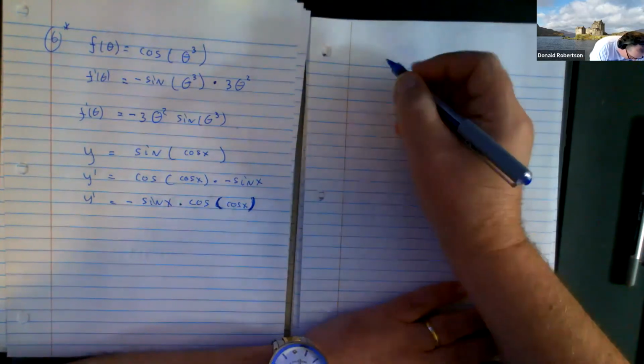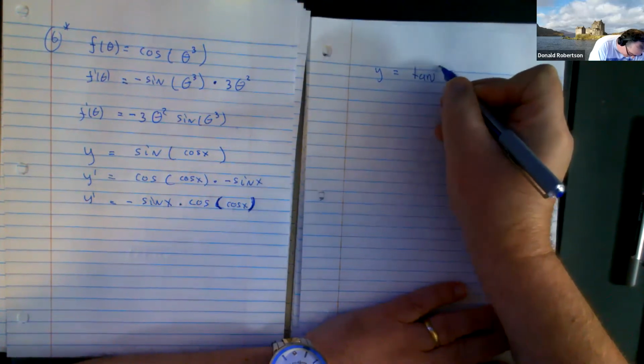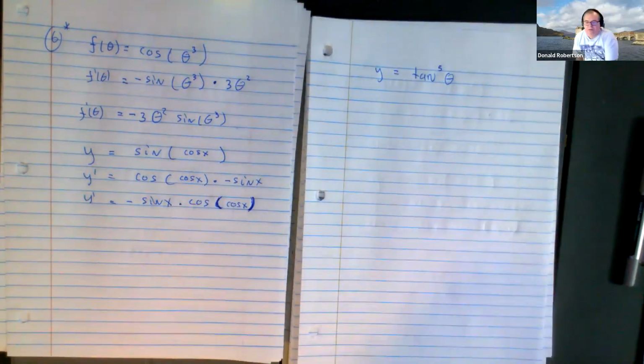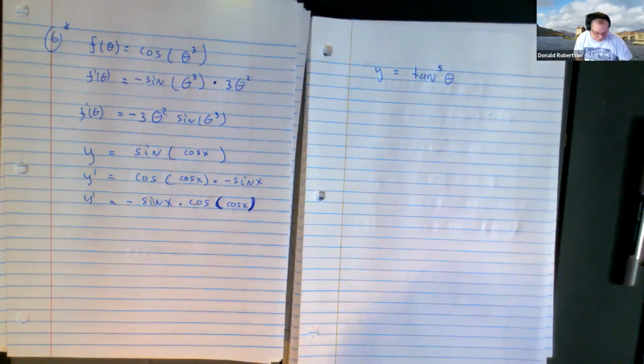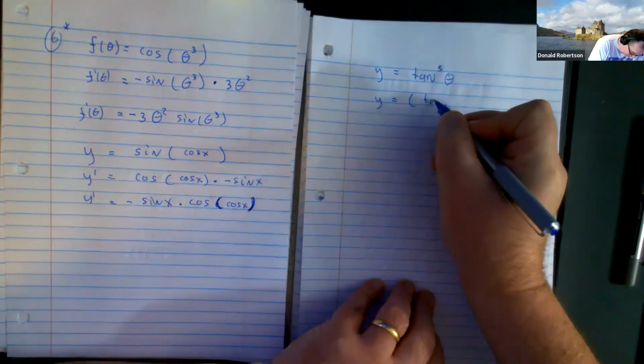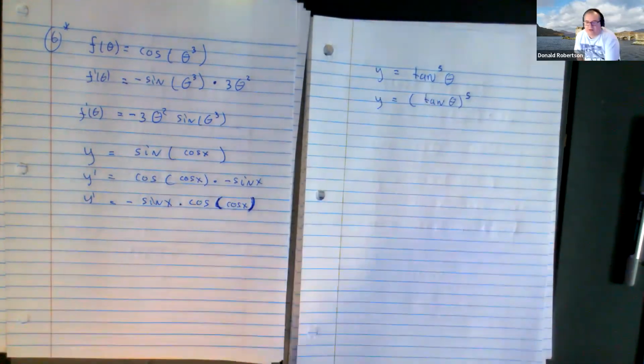Do another trick one. Let's suppose y is tan to the power of 5 theta. If you want to differentiate this, it's probably a good idea to think of it like that.